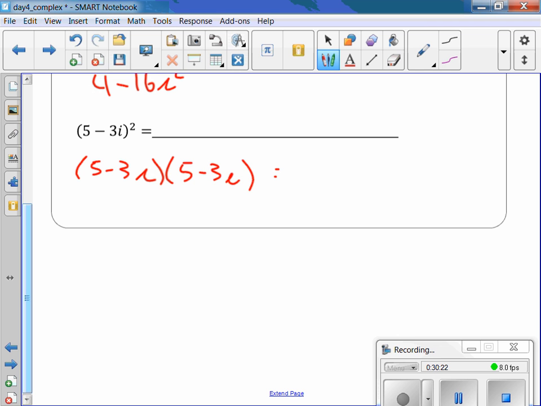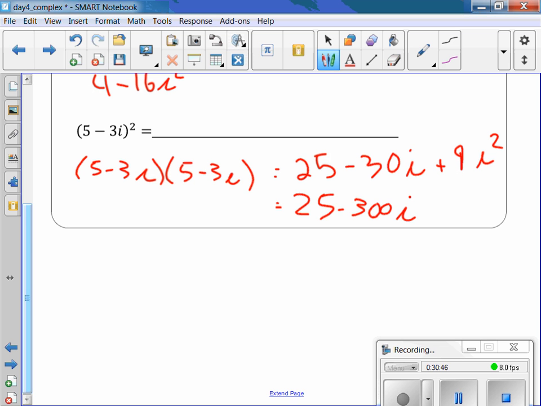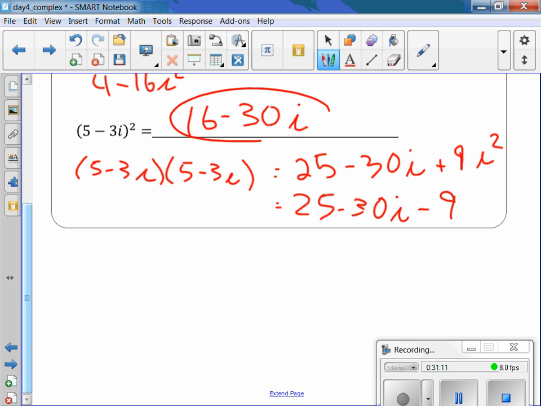So 25 minus, okay. All right. So what is my 9i squared? What's that? Which gives us? Questions, folks, other than where did that other zero come from? It can't come from anywhere, folks. It's zero.